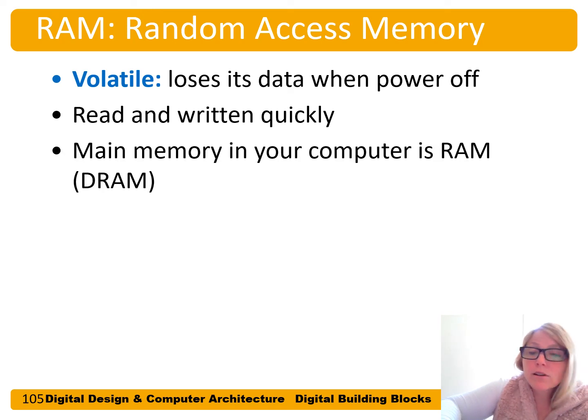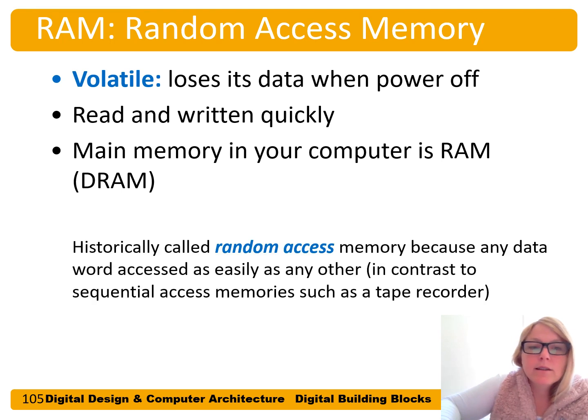And our computer memory is RAM. So DRAM, when you talk about how much memory your computer has, that's DRAM. Historically, it was called random access memory because any data word was accessed as easily as any other. This is in contrast to a tape recorder where it's not random access. If you're close to that part in the tape, then it's going to be fast. But if it's 2 hours later on the tape, that one's going to be harder to access. RAM, or random access, meant any data address was as easy or as quick to access as any other.